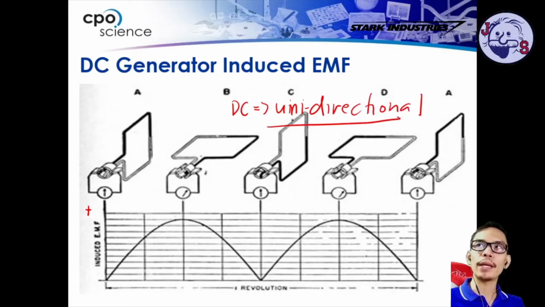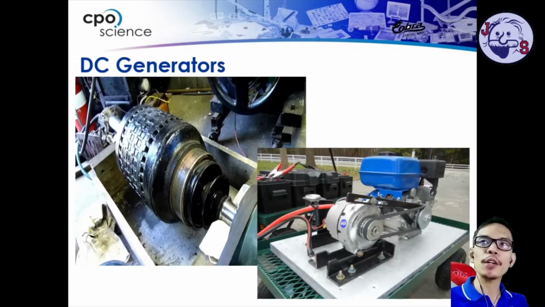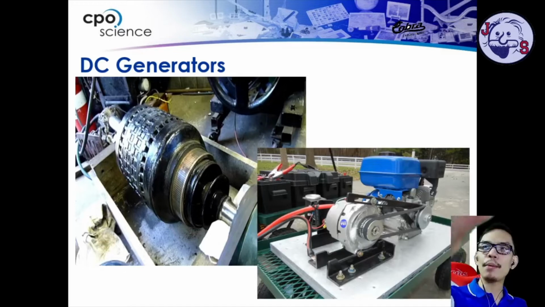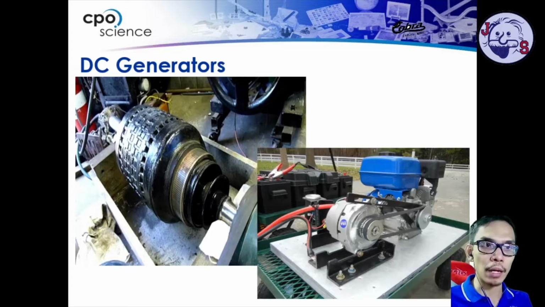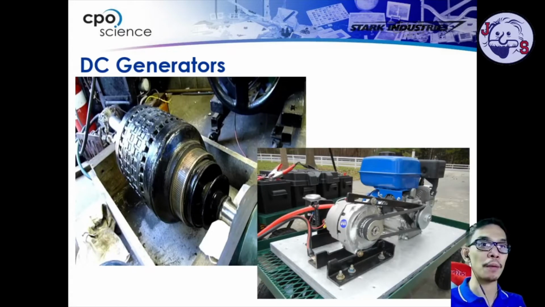Unidirectional. So that is the direct current, and here are some examples of direct current motors. These motors or generators are used for a number of different purposes.